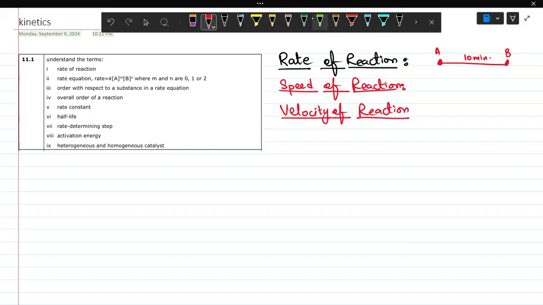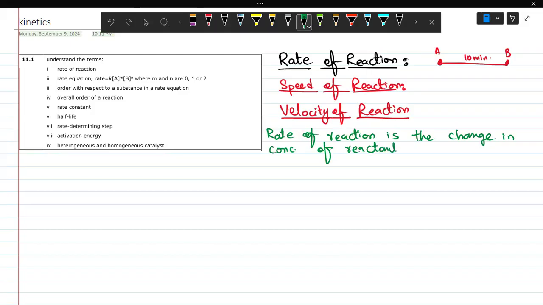So what is the rate of reaction? The rate of reaction is the change in concentration of reactants or products in unit time. That is the main thing here. Unit time is the main thing here.